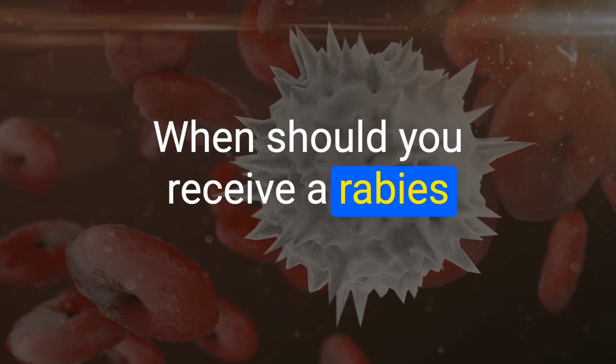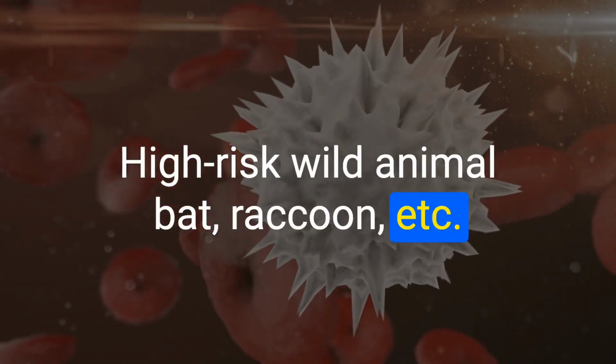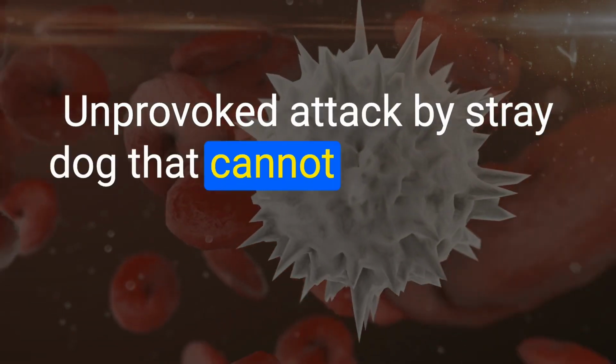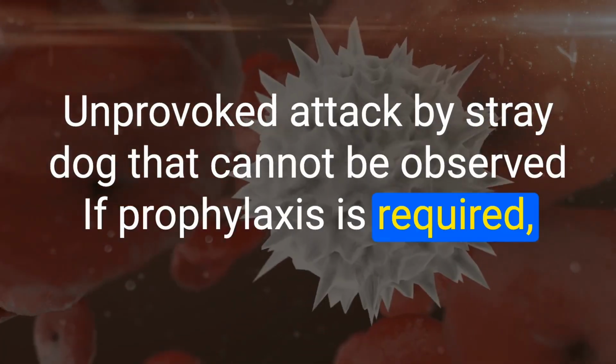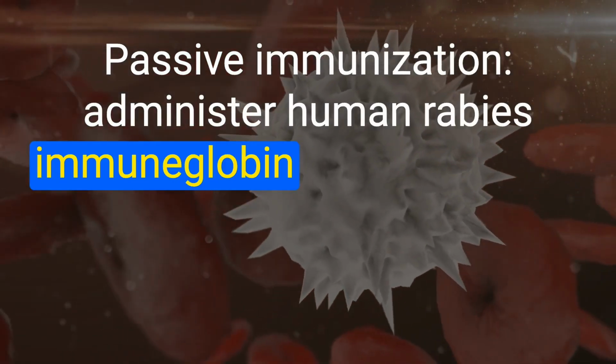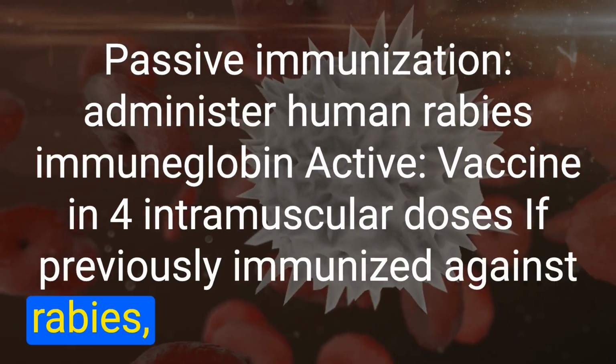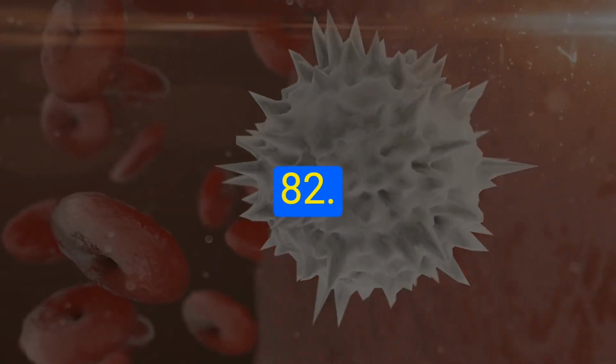81. When should you receive rabies post-exposure prophylaxis? High-risk wild animal: bat, raccoon, etc. Unprovoked attack by stray dog that cannot be observed. What should it include? Passive immunization: administer human rabies immunoglobulin and active vaccine in 4 intramuscular doses. If previously immunized against rabies, only vaccine is required.